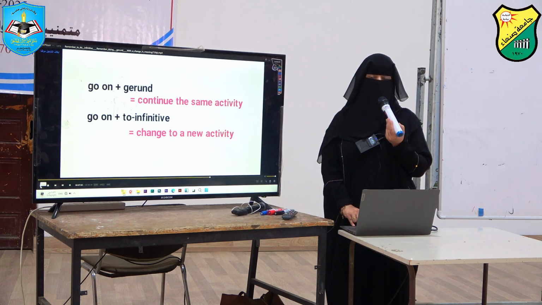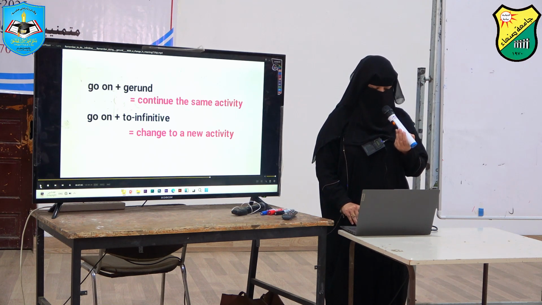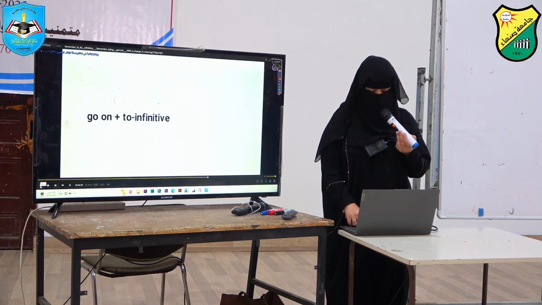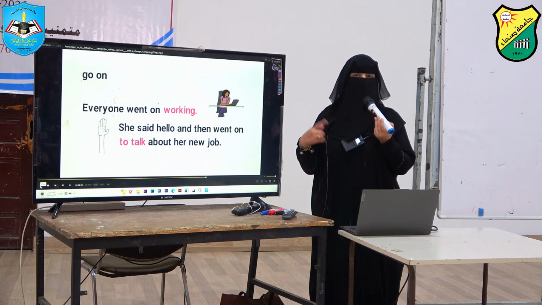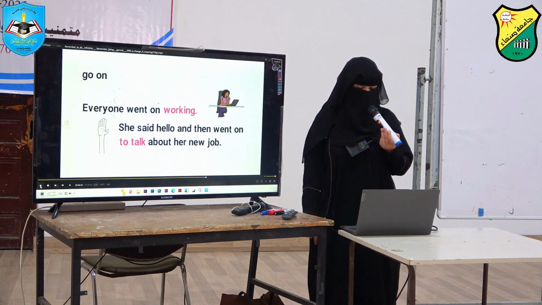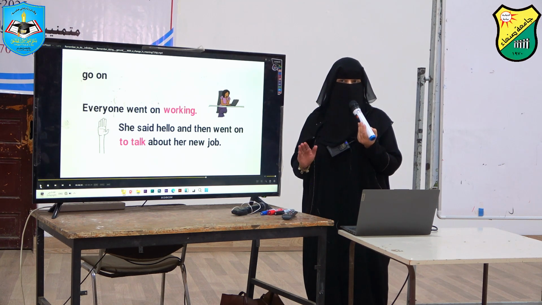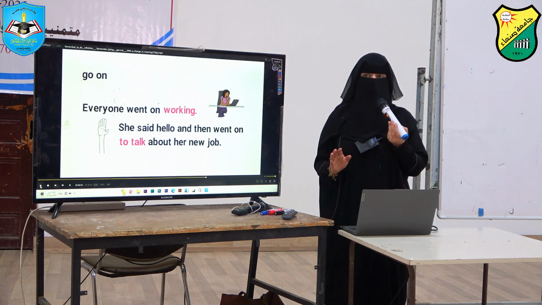Okay, so in the first one you have the verb go on plus gerund. It means to continue the same activity. You are doing the same action. But go on plus to infinitive, it means you change to a new activity. Look at the examples. Everyone went on working, on doing the same action. But when you have, she said hello and then went on to talk, it means I said just hello and then I start talking about something, maybe something else, not the same topic.